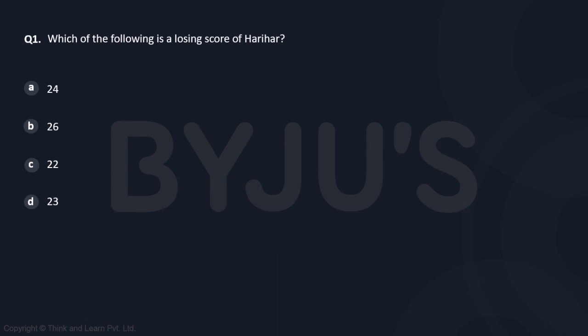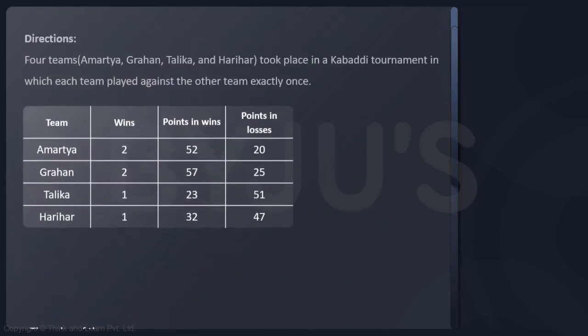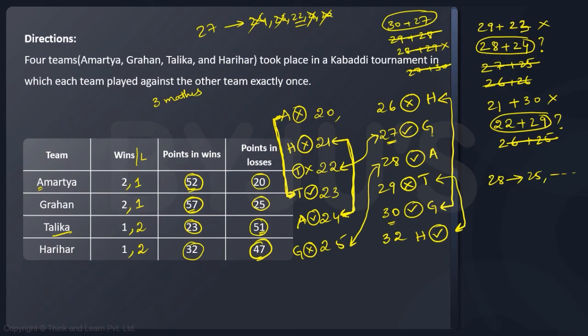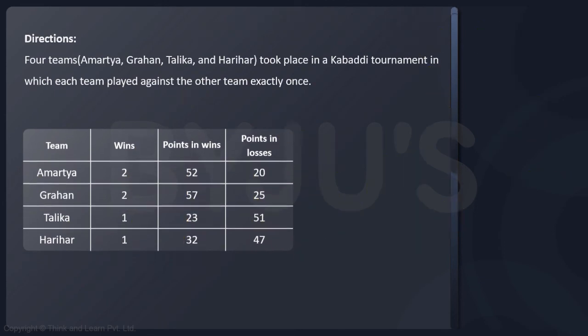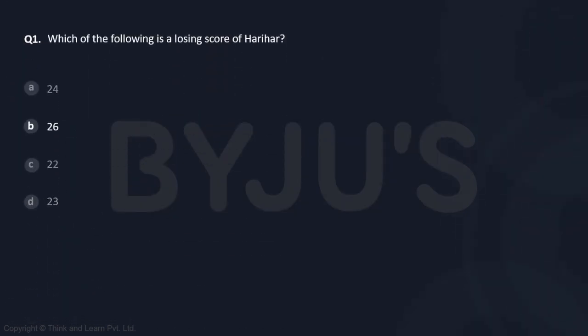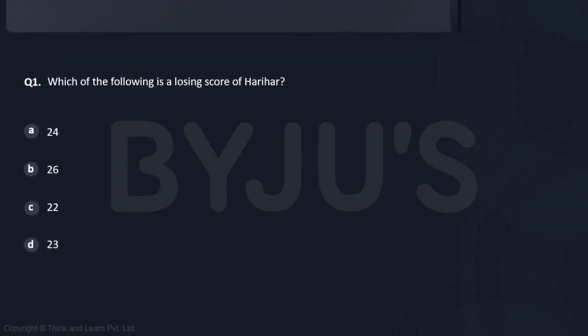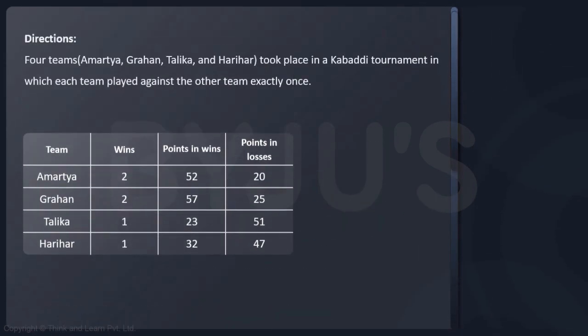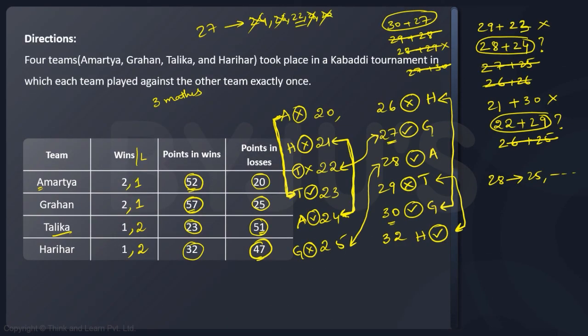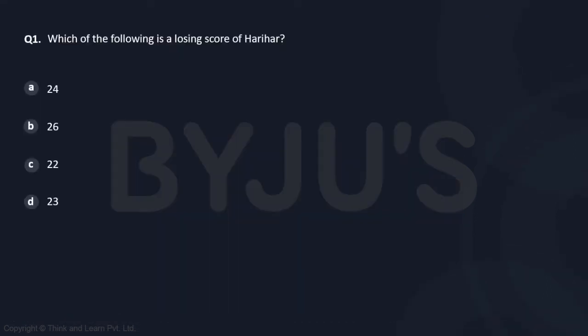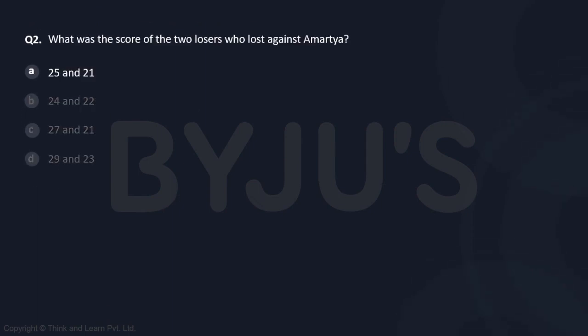Which of the following is a losing score of Harihar? So we saw Harihar 26. So the answer is option B. What were the scores of the two losers who lost against Amartya? So A won 24 versus 21, so 21 is one score. And A won 28 versus 25. So 21 and 25 are the two losing scores. So 25 and 21, that's your answer.